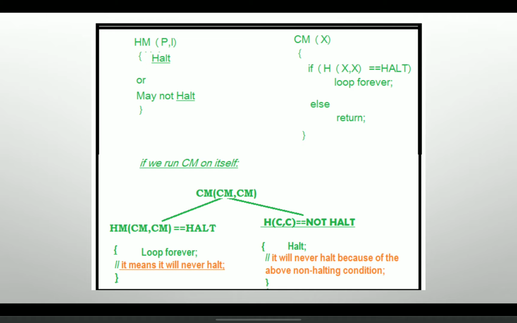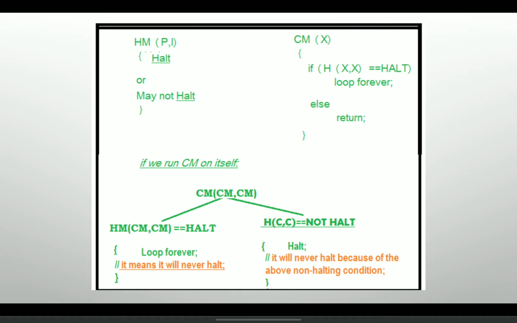If you have not understood the previous explanation, I am going to explain the proof by contradiction again by using this set of code snippets. Please try to understand from this explanation. Let us assume that we can design a kind of machine called HM, and the arguments are P and I, where P is the program and I is the input.